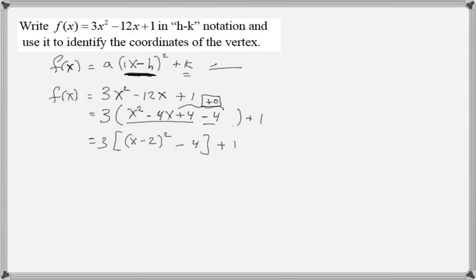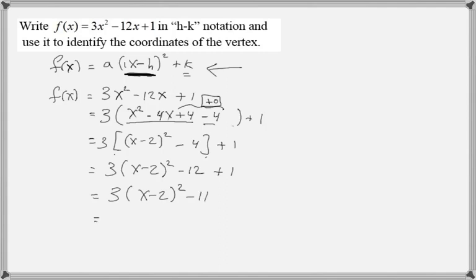My HK notation doesn't allow me to have these brackets with extra stuff in it, so I'm going to distribute the 3. I'll get 3 times x minus 2 squared. 3 times negative 4 is negative 12. Bring down the plus 1. And then combine my like terms. 3 times x minus 2 quantity squared minus 11.